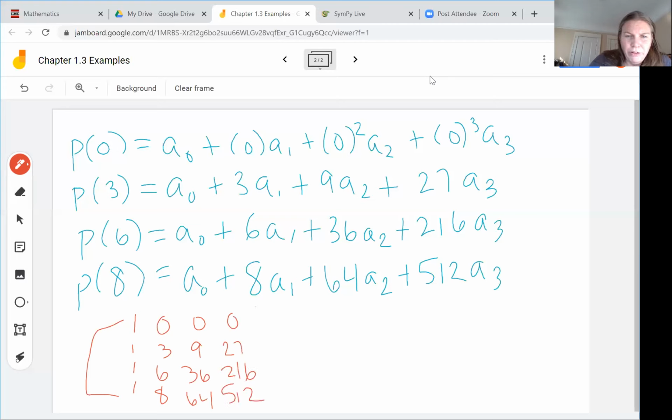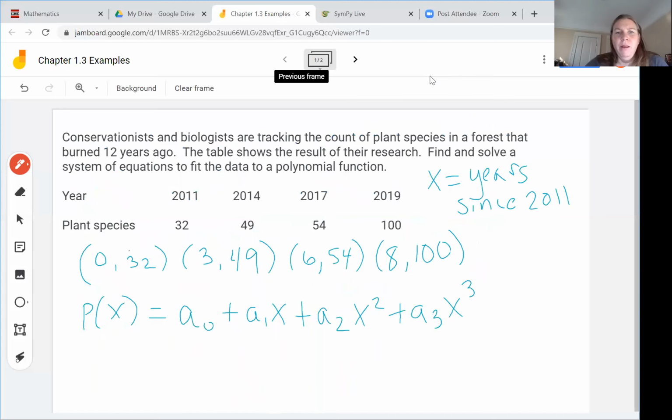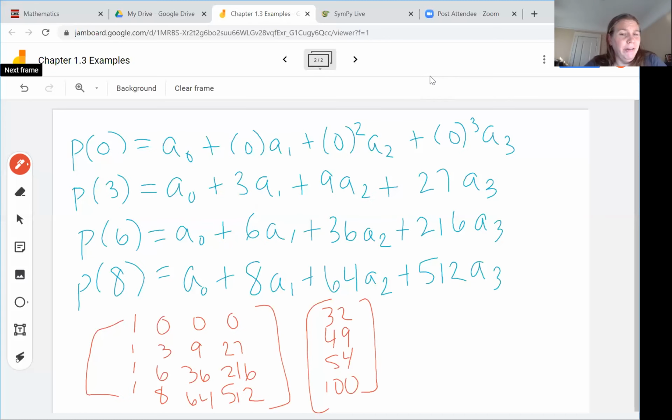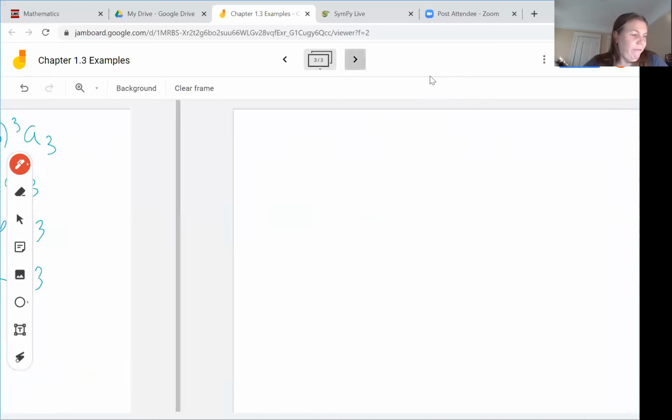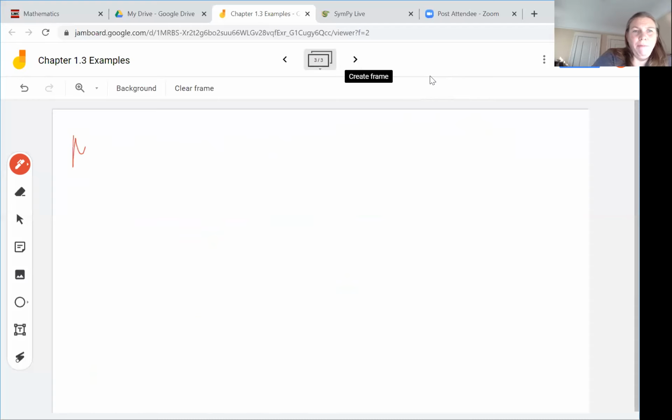And so this would be your coefficient matrix, and you put our solution values, the outputs in those points, that we had as 32, 49, 54, and 100. These values are coming from the outputs, the plant species counts from the initial 4 points that we had there. We're going to go ahead and work with the augmented matrix. So in the next slide, I'm going to take our coefficient matrix over here, which is a 4x4 matrix, and combine it with our column vector of solutions there, so that we will have a 4x5 matrix. I'm going to call that matrix M.